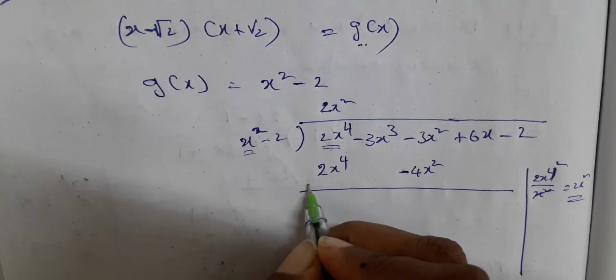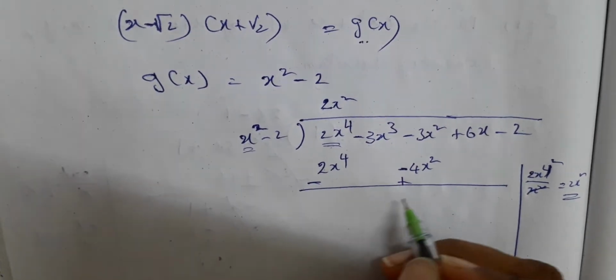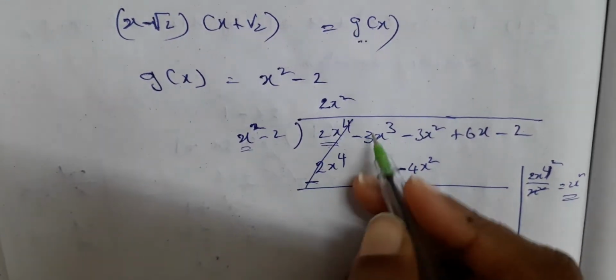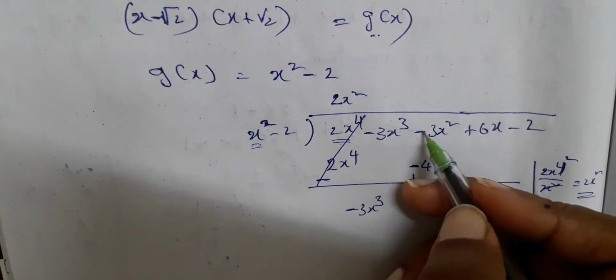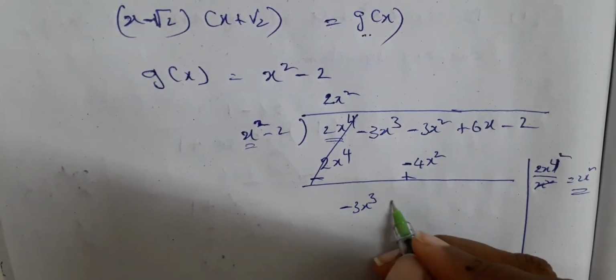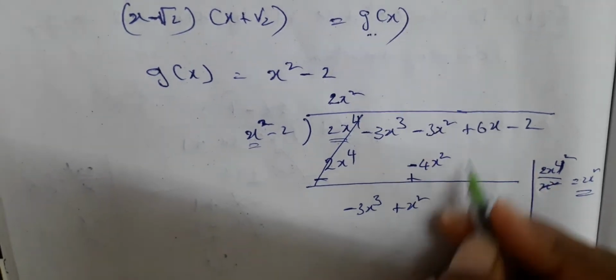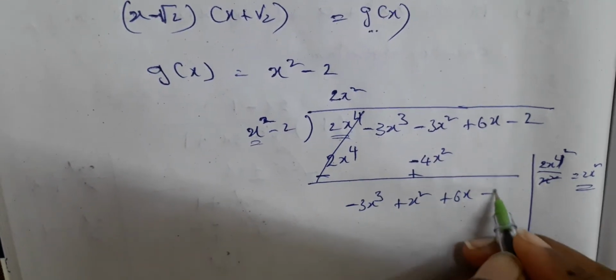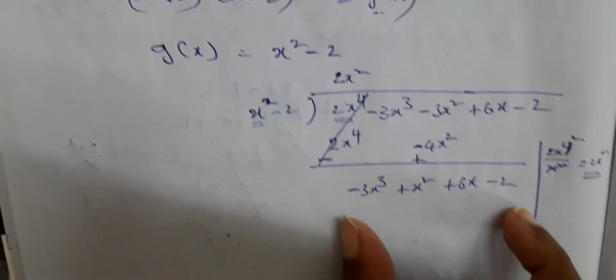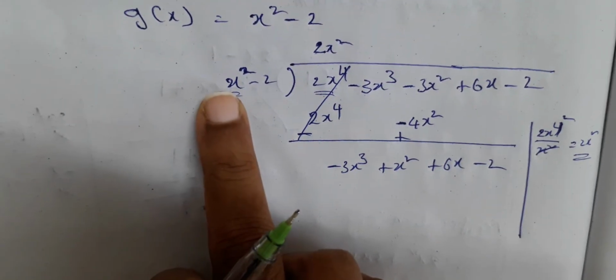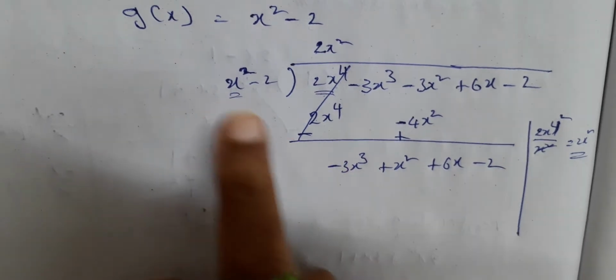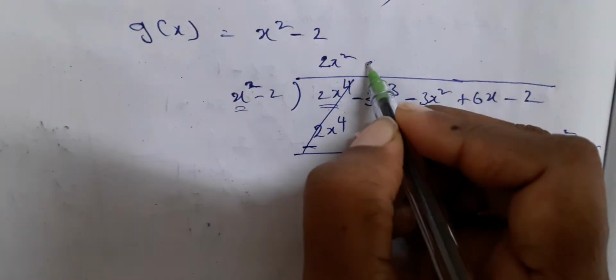So now subtraction, minus and then plus. So these two will get cancelled. Now descend: minus 3x cube, minus 3x square plus 4x square is plus x square. Now plus 6x minus 2 as it is. So this is your next polynomial here, ready for division. Now x square into minus 3x cube, I can multiply with minus 3x.